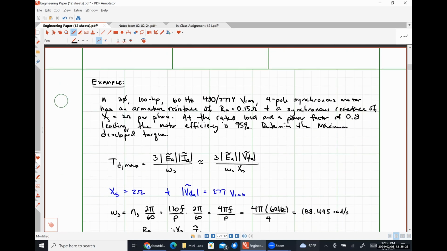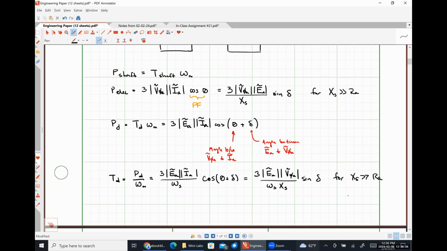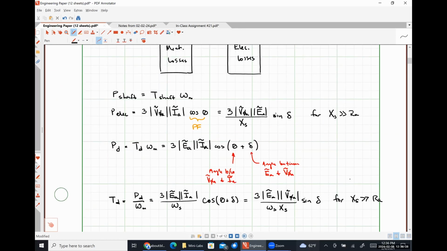Well, let's scroll back up here and let's look at some of our relationships, right? So up here where I defined our electric power, I said that the electric power was 3 times the magnitude of our phase voltage times the magnitude of our current I_A times the cosine of theta, where cosine of theta was just our power factor, right? We have some specific power factor that we're dealing with here, so we should be able to figure things out.